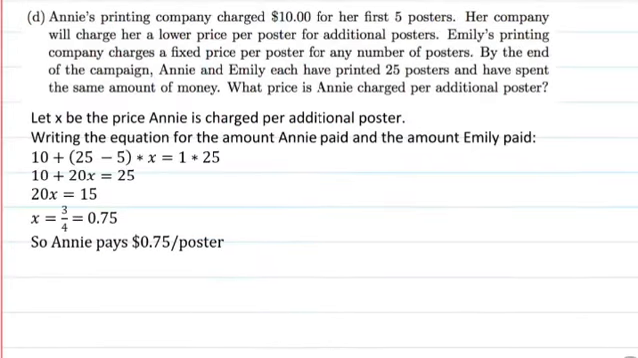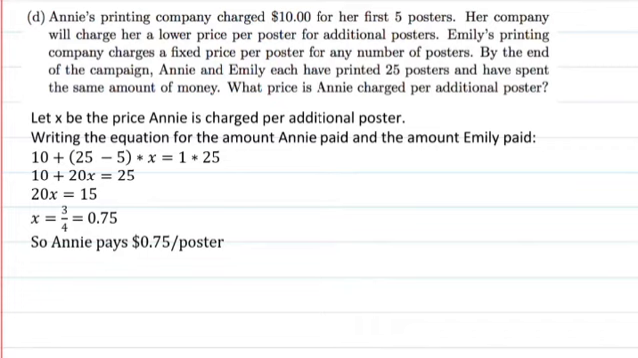Part D says Annie's printing company charged $10 for her first 5 posters. Her company will charge her a lower price per poster for additional posters. Emily's printing company charges a fixed price per poster for any number of posters. By the end of the campaign, Annie and Emily each have printed 25 posters and have spent the same amount of money. What price is Annie charged per additional poster?